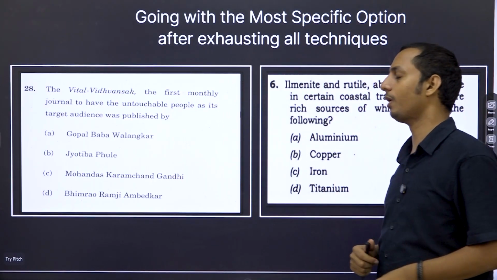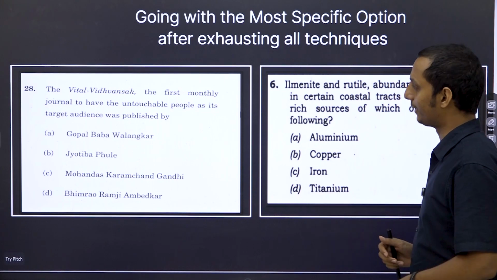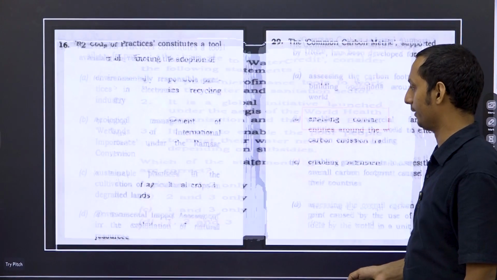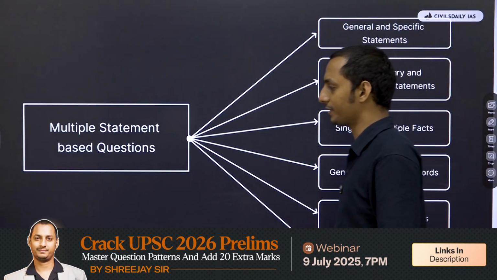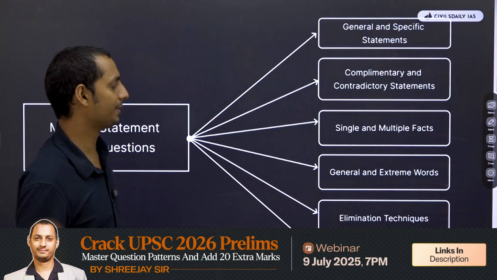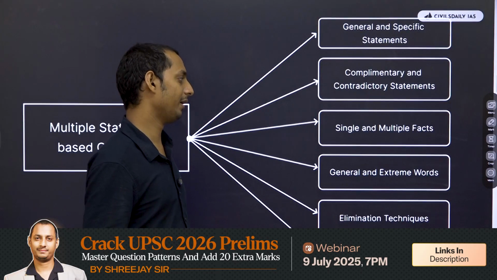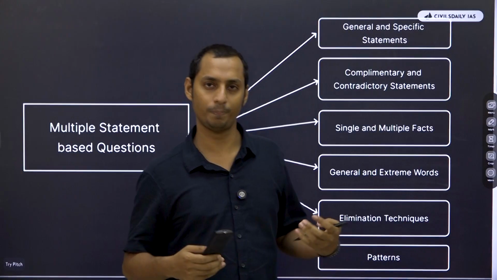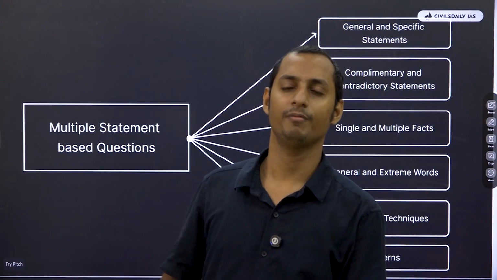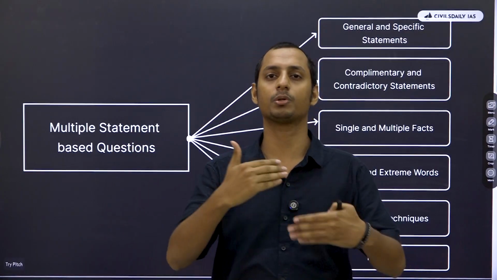Now here, I have told you how to identify the single statements. Exactly, in case of multiple statements as well, we have several other logics regarding the same. So in case of multiple statements, you need to identify the general and specific statements, complementary and contradictory statements, single and multiple facts, general and extreme words, elimination techniques, and also patterns. So as you can see here, for each type of question, we have a set of guidelines on how you should go with the question.